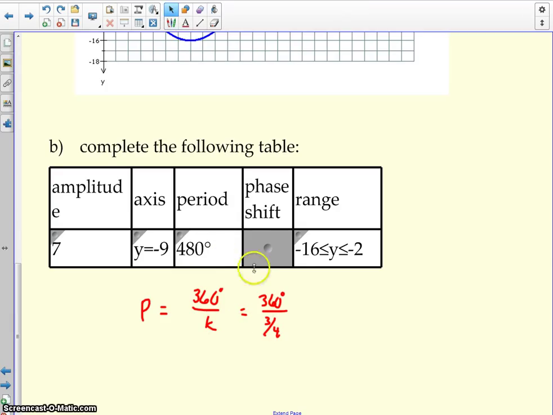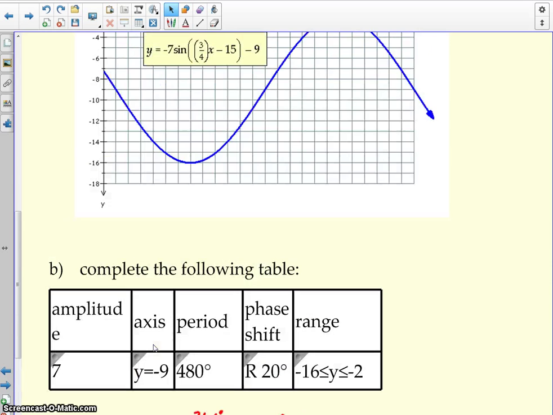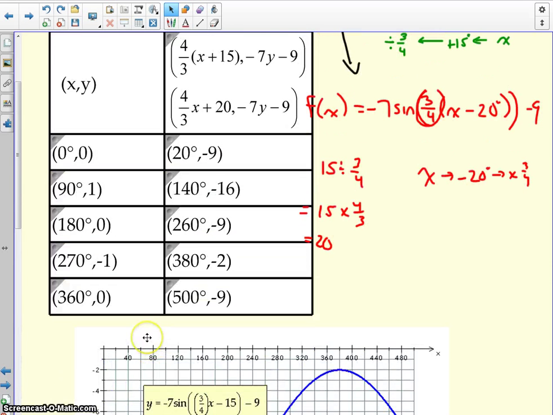Last but not least, the phase shift. The phase shift is actually going to be right 20. The best way to get that is to, again, look at the point that was starting at 0, because the point that's starting at 0 is not going to be affected by horizontal stretch or compression first. So this one has been moved right 20, you can see, because it's moved up 20.